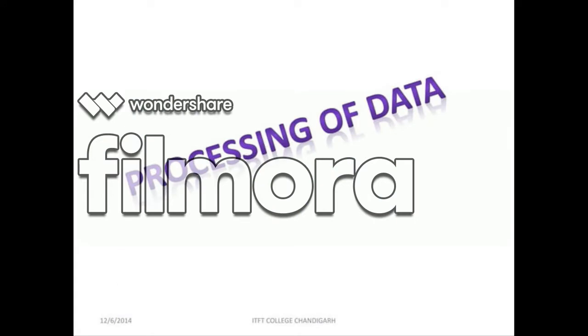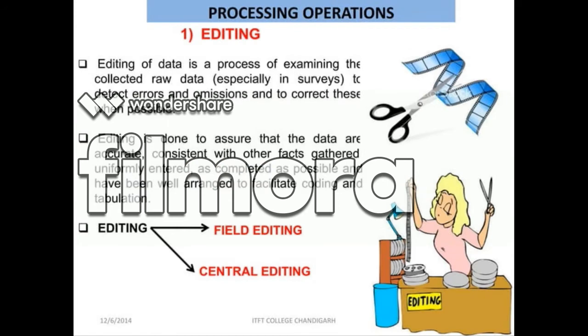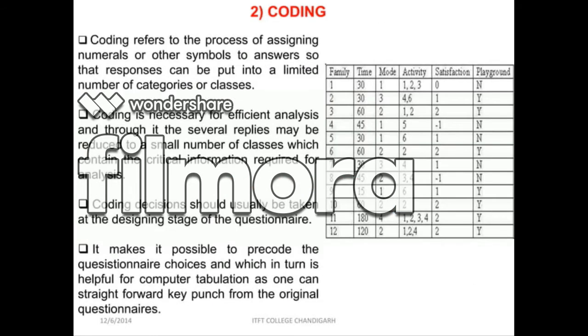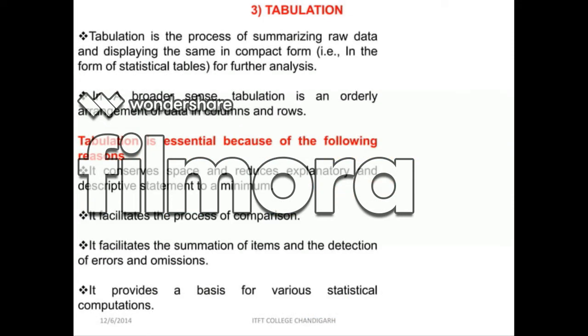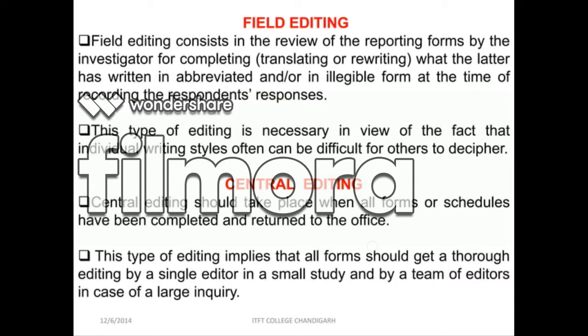Now, to begin with, let us first tackle processing of data. So in processing operations, we have to thoroughly understand the four different areas of it. We have editing, coding, classification, and tabulation. Okay, to begin with, let us talk about editing first.